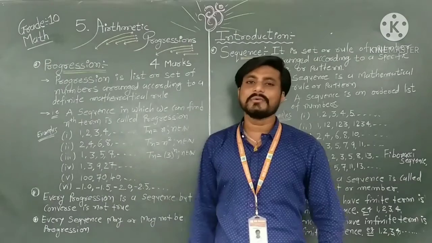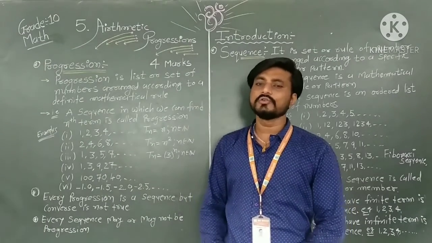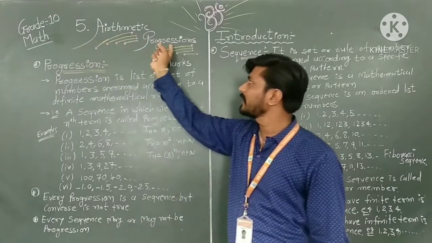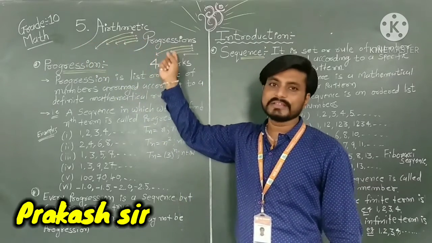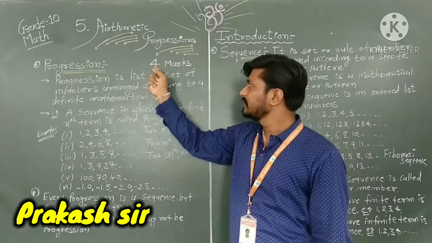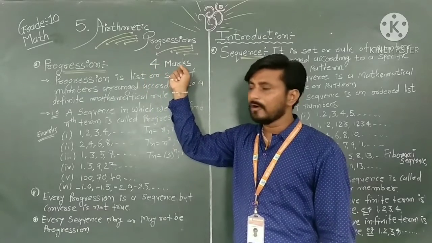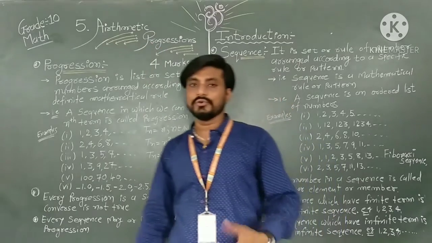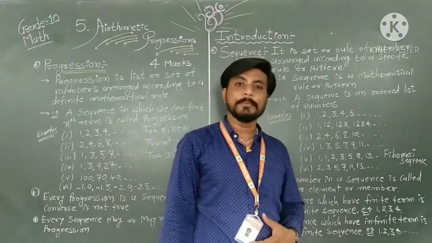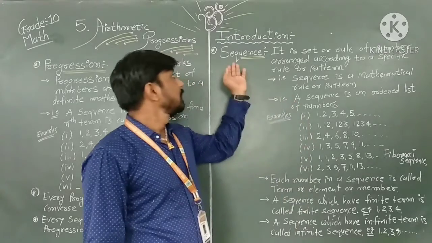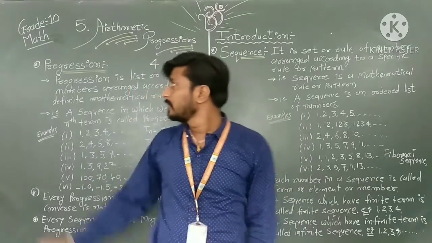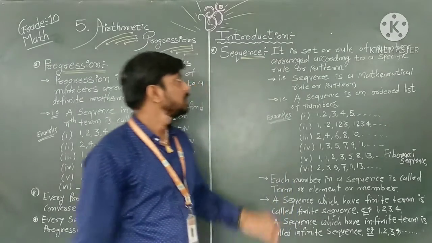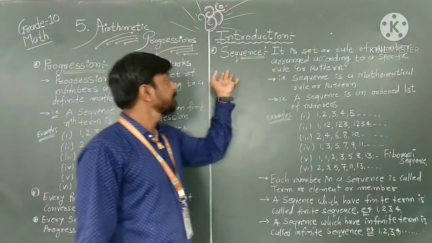Today we are going to discuss a new topic, chapter number 5, arithmetic progression. The weightage of this chapter on the final exam is 4 marks. Before learning arithmetic progression, I introduce you to two most important definitions: sequence and progression. So let's begin. Look here everyone carefully.